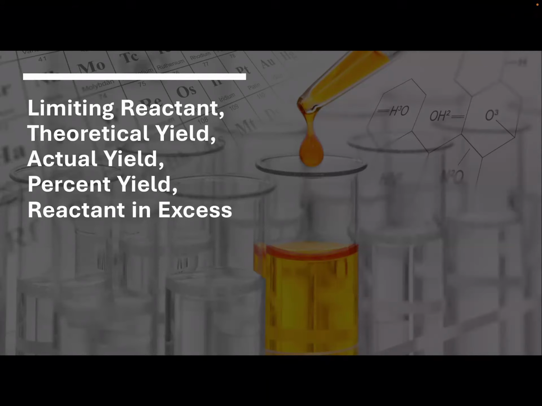Now, we're going to talk about a variety of things in this particular slide. The first is the concept of a limiting reactant. The second is the concept of theoretical yield, which is going to require us to understand actual yield. And the actual yield and theoretical yield are going to be used in determining the percent yield. And then there's the reactant in excess.